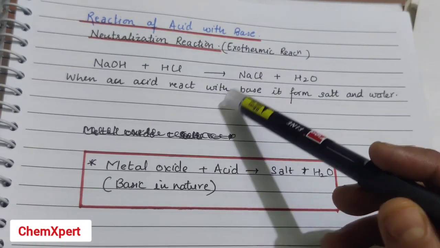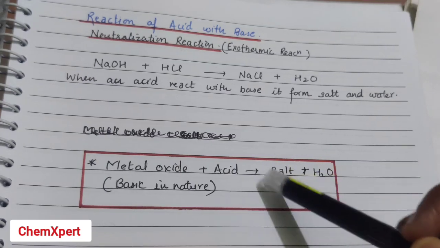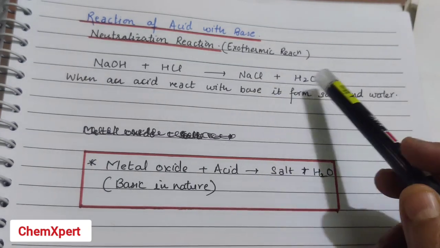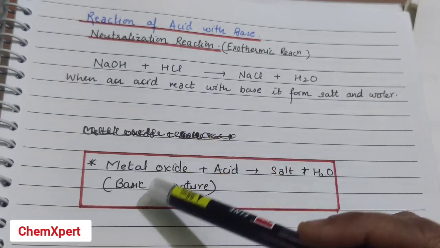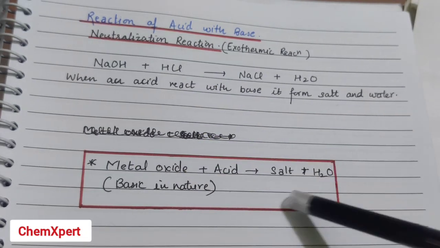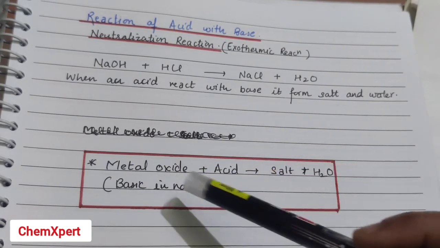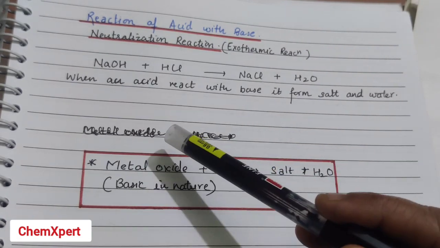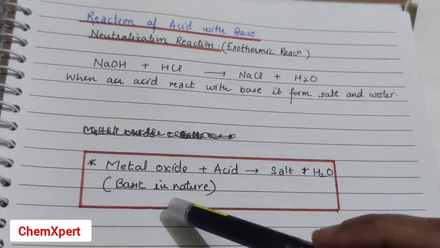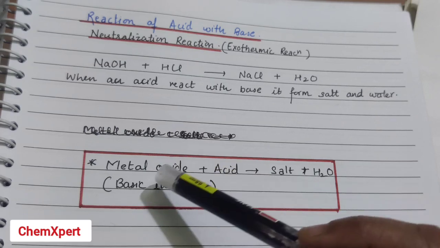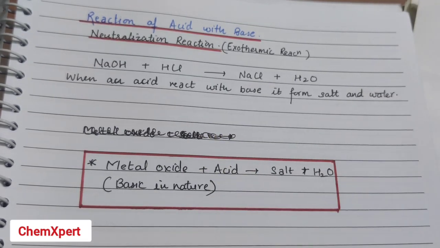Now the next important part: what happens when a metal oxide reacts with an acid? It forms salt and water, and we know that salt and water are formed whenever acid and base react, and metal oxides are basic in nature. That is why salt and water are formed. So if we take a metal oxide, its nature is basic. It is a very important point. Non-metal oxides are acidic in nature, whereas metal oxides are basic in nature.